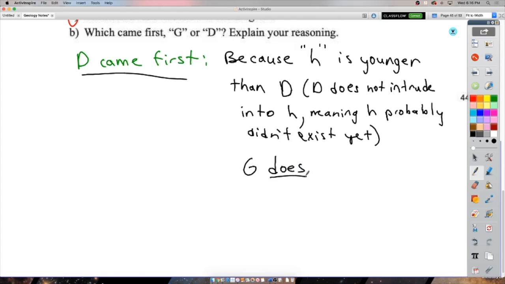okay, so H must be younger than D because D didn't intrude into H. So H probably didn't exist when D formed, but G does intrude into H. So if G is younger than H and H is younger than D, then obviously G is younger than D, right? It's like if you have 3 siblings and you're the oldest, H is the middle sibling here and G is the youngest sibling. You would be D.